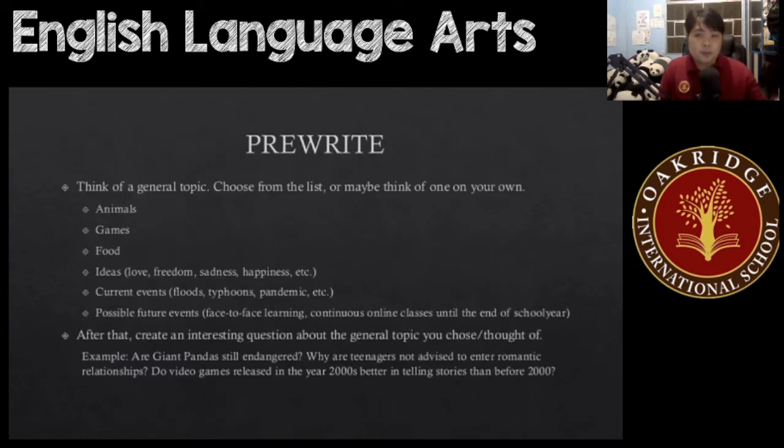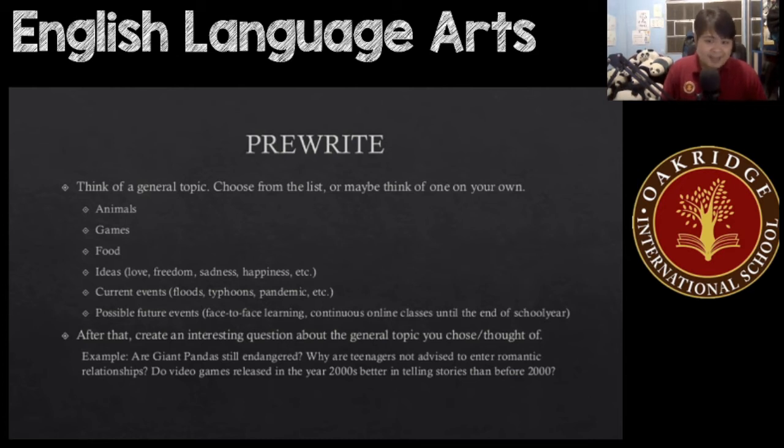So, what are you going to be doing? There we go. Now we're going to be discussing what you guys are going to be doing. First things first, guys, prepare. Prewrite first. So in your Prewrite, think of a general topic. Choose from the list, or maybe think of one of your own. These are just examples that I could give you.